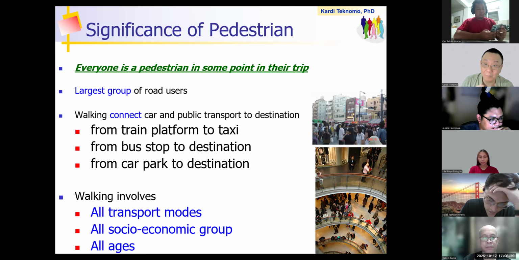So, what is the significance of pedestrians? Number one, the most important: you and me and everyone is a pedestrian at some point of your trip. So in fact, this is the largest group of road users.